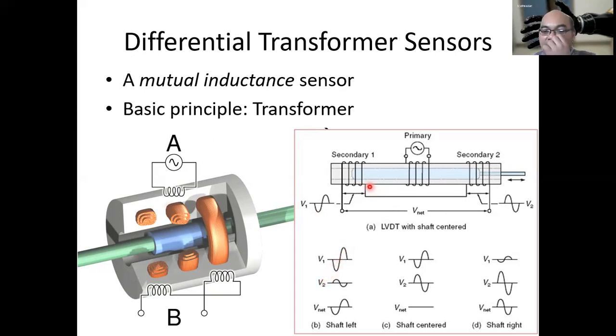On the other hand, if the shaft moves to the right, so more of the core is in the area between primary and secondary, we will see an increase of the signal of V2 and a decrease of the signal of V1. As a result, the net voltage will look similar to the V2 voltage, as V2 here is subtracted by V1.